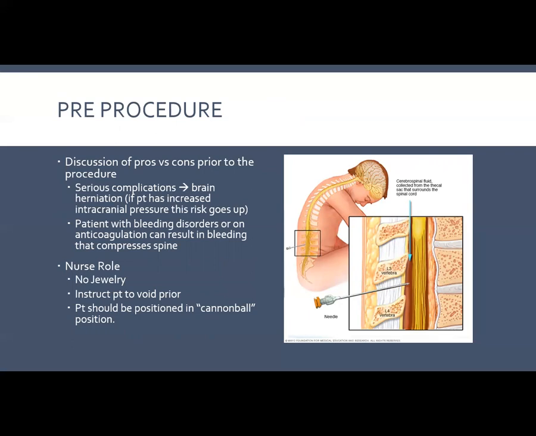As the nurse, you want to make sure that they don't have any jewelry. You want the patient to void prior and to be positioned in this cannonball position where they're basically leaning over the bedside table because you're trying to expose the spine for the provider. Because like you can see here, the needle is actually going into the spine so you can pull out that spinal fluid.